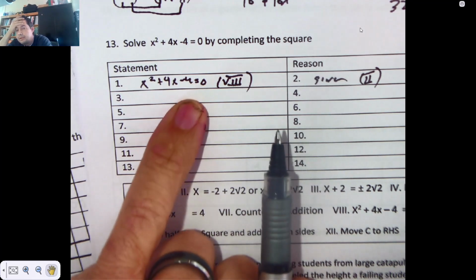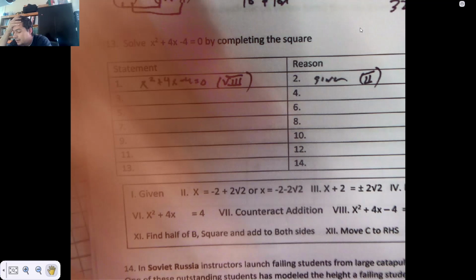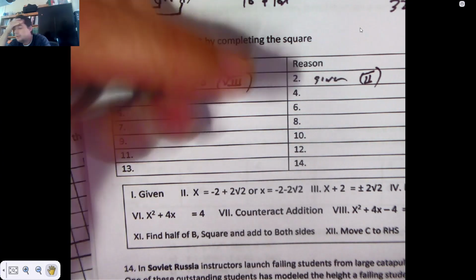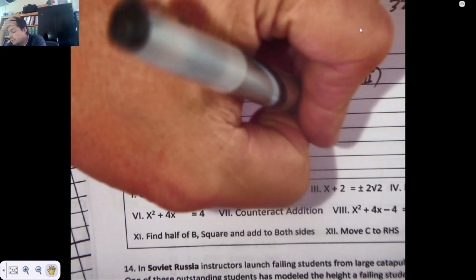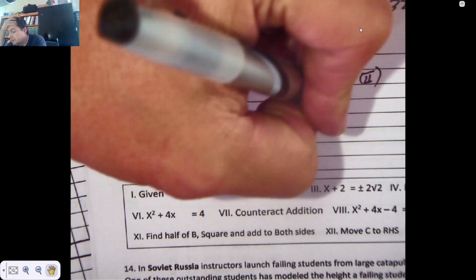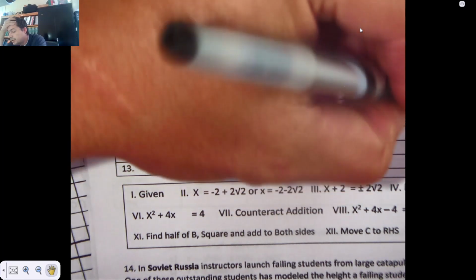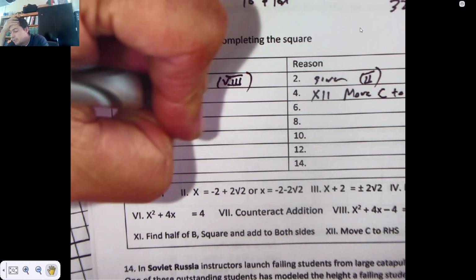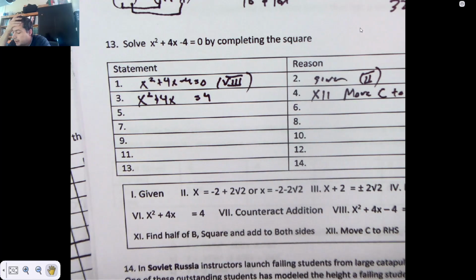The next step in completing the square is to move c to the right-hand side. Actually, the next step is to divide by a, but a is 1, so I'm sure it says that somewhere in here. It's actually statement number 12, move c to the right-hand side. x squared plus 4x is now 4. Moving on to 5 here.